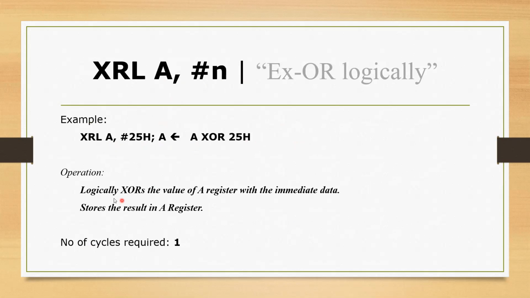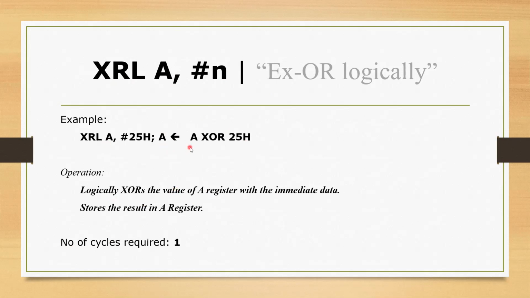Next is the XOR operation, XRL, exclusive OR logically. XRL A comma #N. The result is stored in the A register. It XORs the value in A with the immediate data, 25. So it logically XORs the value of the A register with the immediate data and stores the result in the A register.